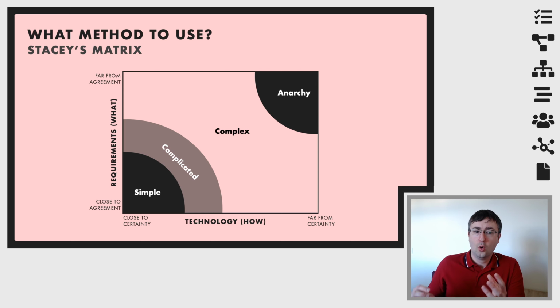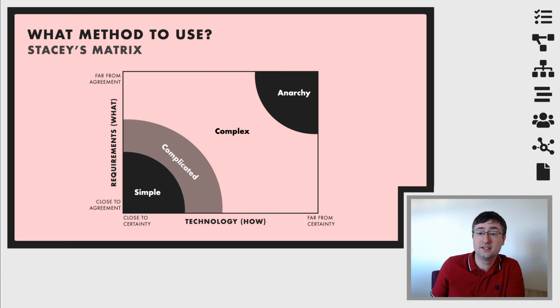So, when do we use Agile and when do we use Waterfall? Well, there's a number of different ways that we can think about this. This is called Stacey's Matrix. It's named after Ralph Stacey, who was a British organizational theorist. And it's got 4 different areas.